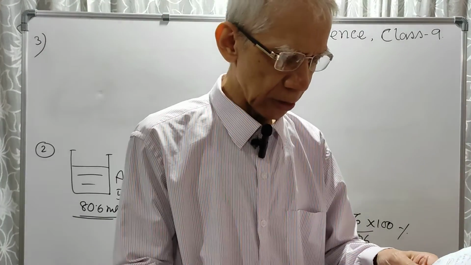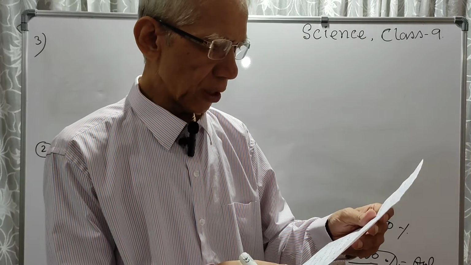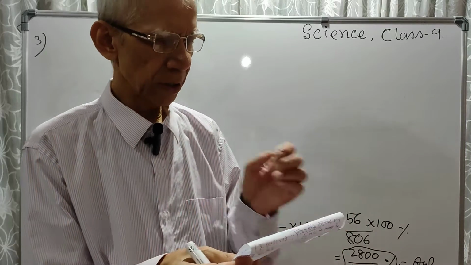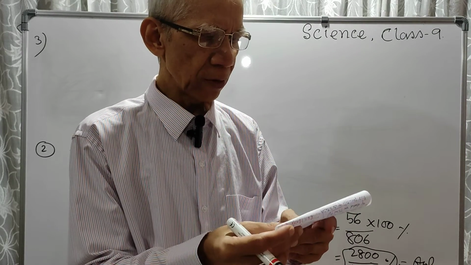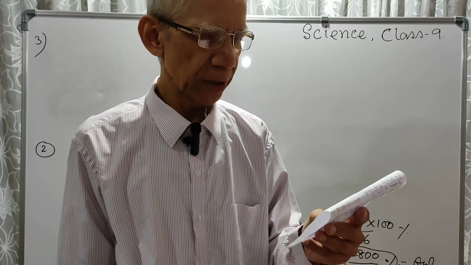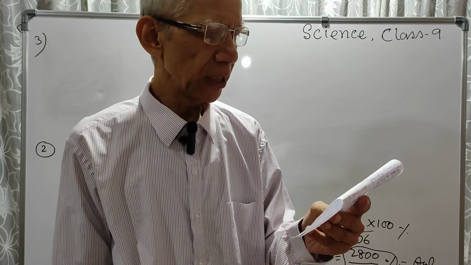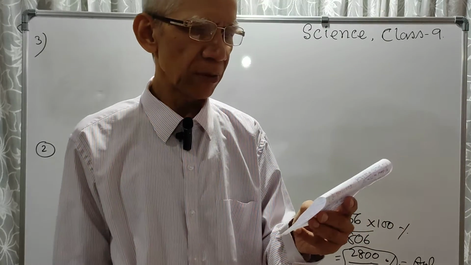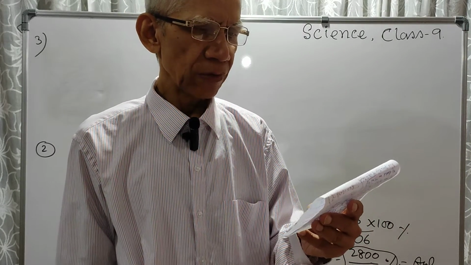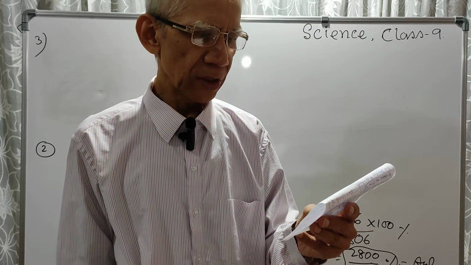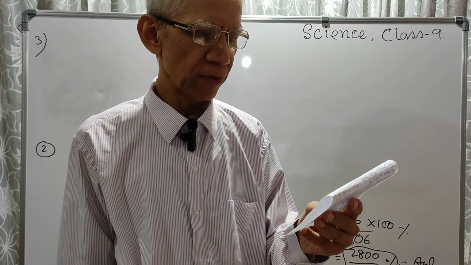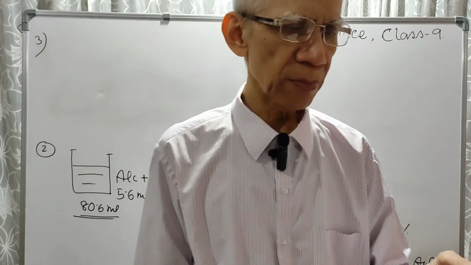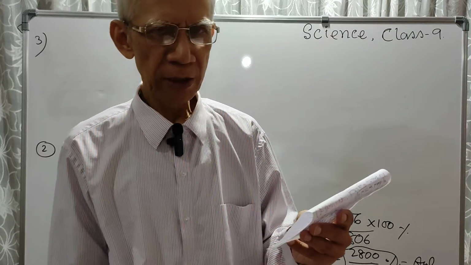This is about using bulbs at home and finding the cost of electricity consumed. Okay, let me read out the question. Two bulbs of 40 watt each are used for 4 hours daily for 1 month. And one fan of 80 watt is used for 3 hours daily for 1 month. So find the cost of electricity consumed by these two bulbs and one fan in 1 month at the rate of rupees 6 per unit. That is the cost price of electricity, rupees 6 per unit.